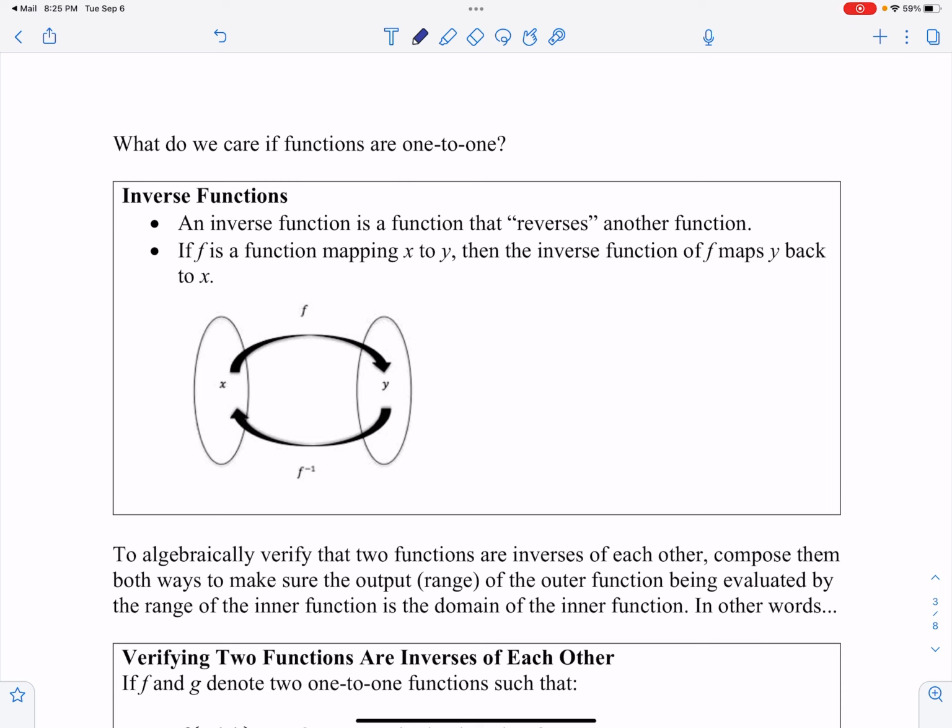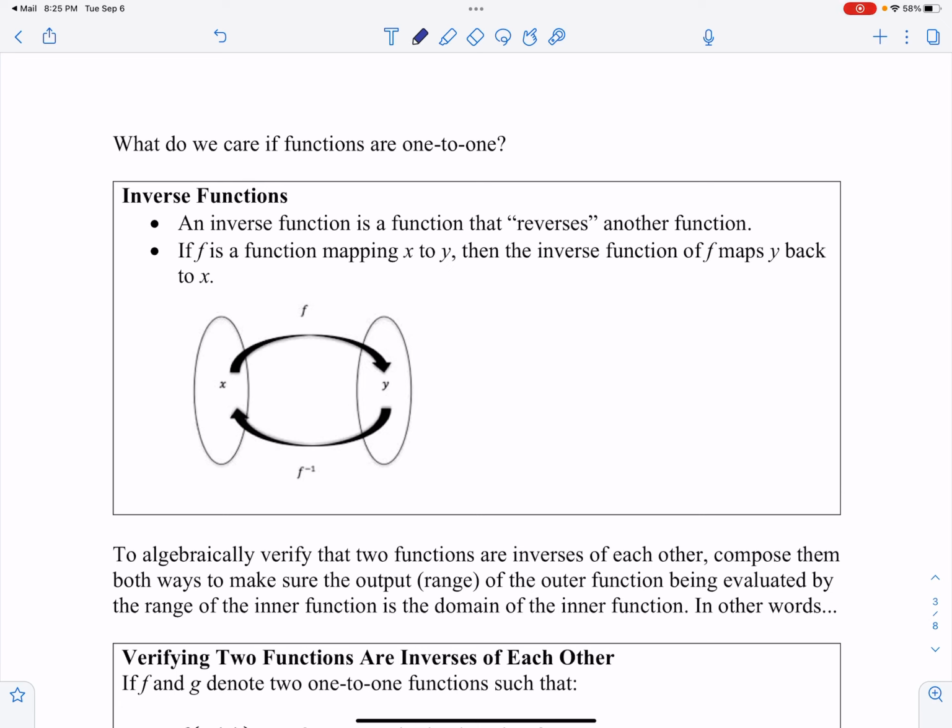But why do we care about whether a function is 1-to-1 or not? Because we care about inverse functions. They're going to be really useful for us. So an inverse function is a function that reverses another function. So if f is a function mapping x to y, then its inverse function maps y back to x.